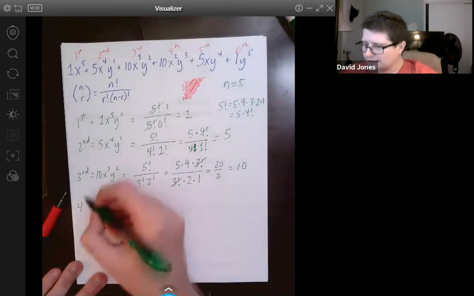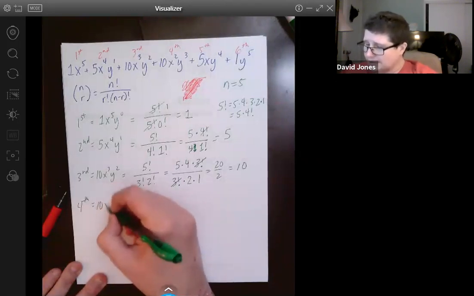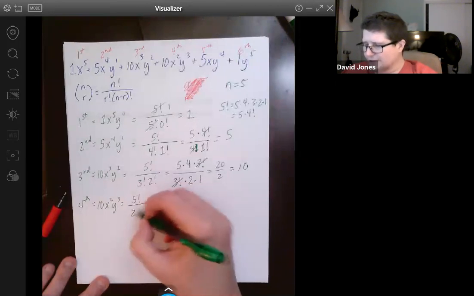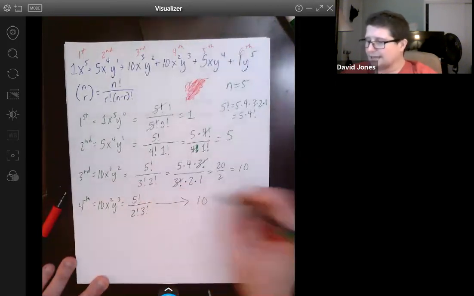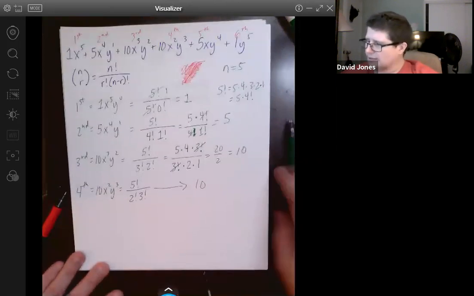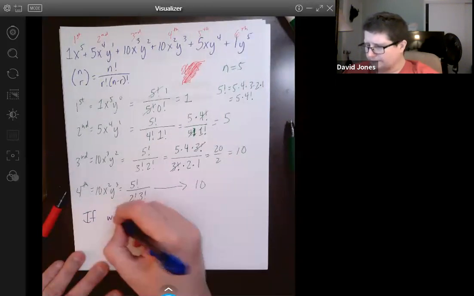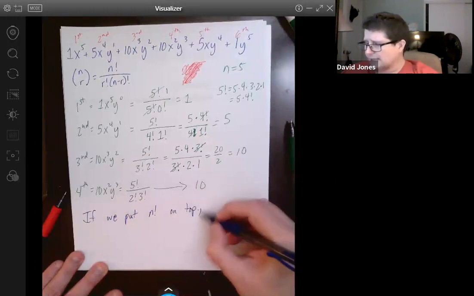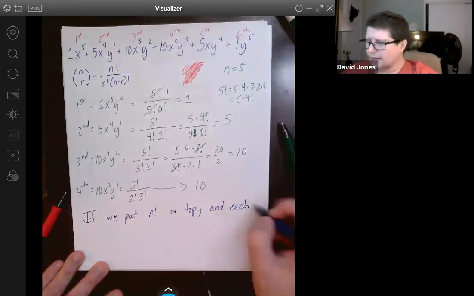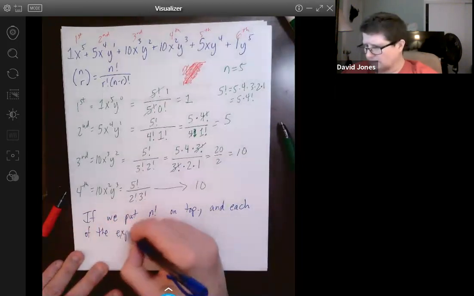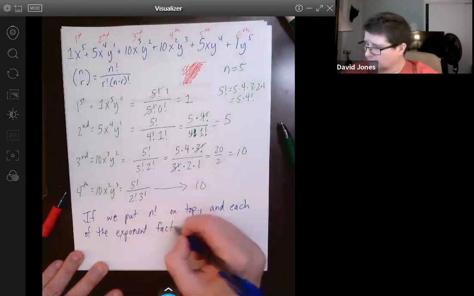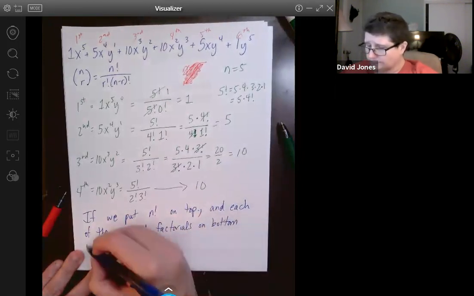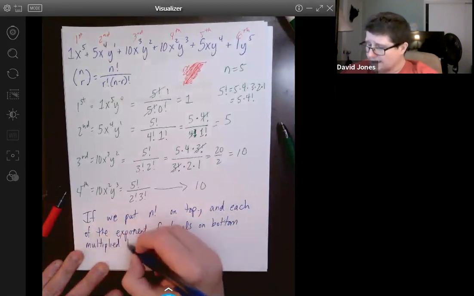Fourth one just switches this around. It starts repeating after you get to the midpoint. 5 factorial over 2 factorial, 3 factorial. Same process gets us a 10. If we put n factorial on top, and each of the exponents' factorials on bottom, multiplied together, we get the coefficient.